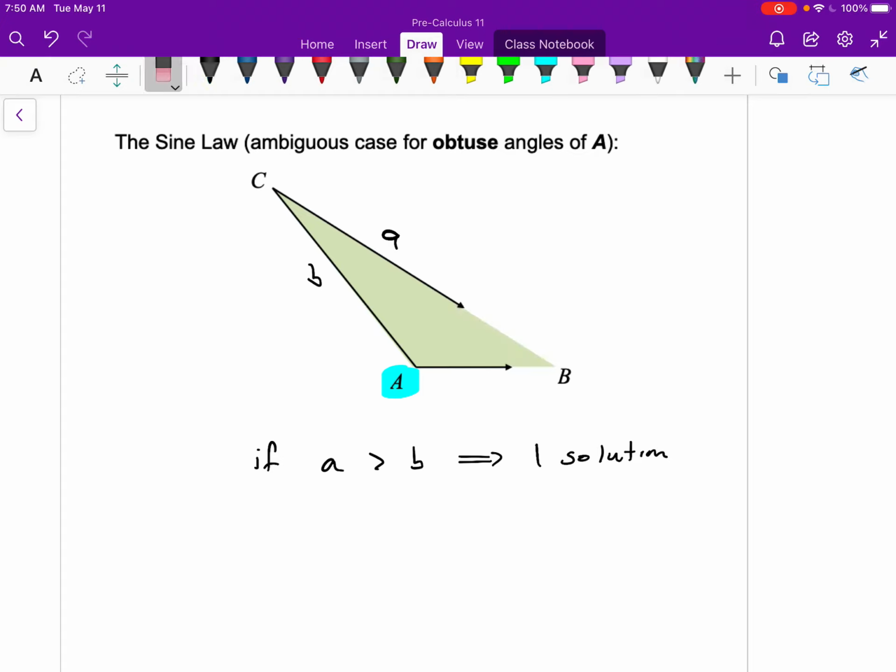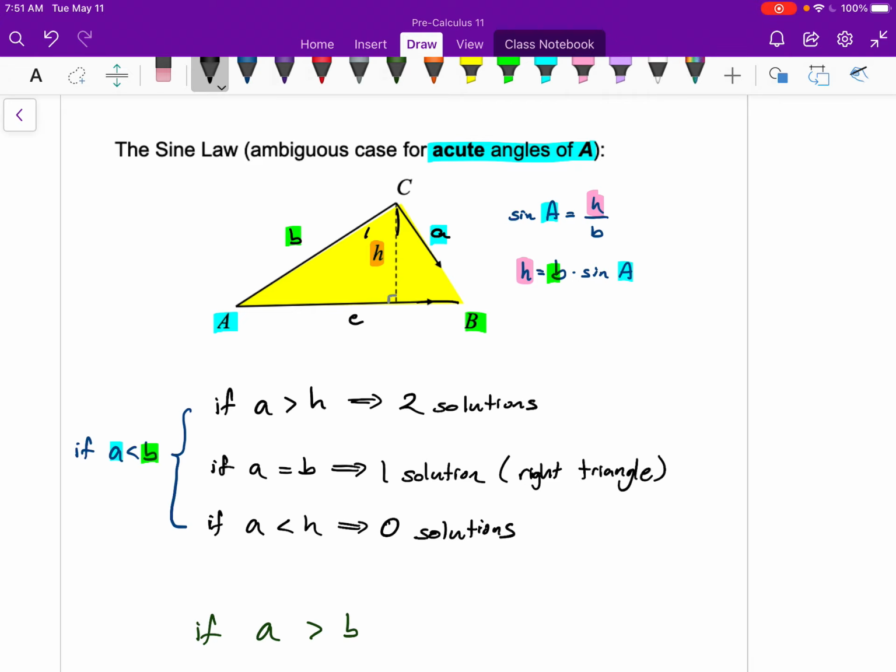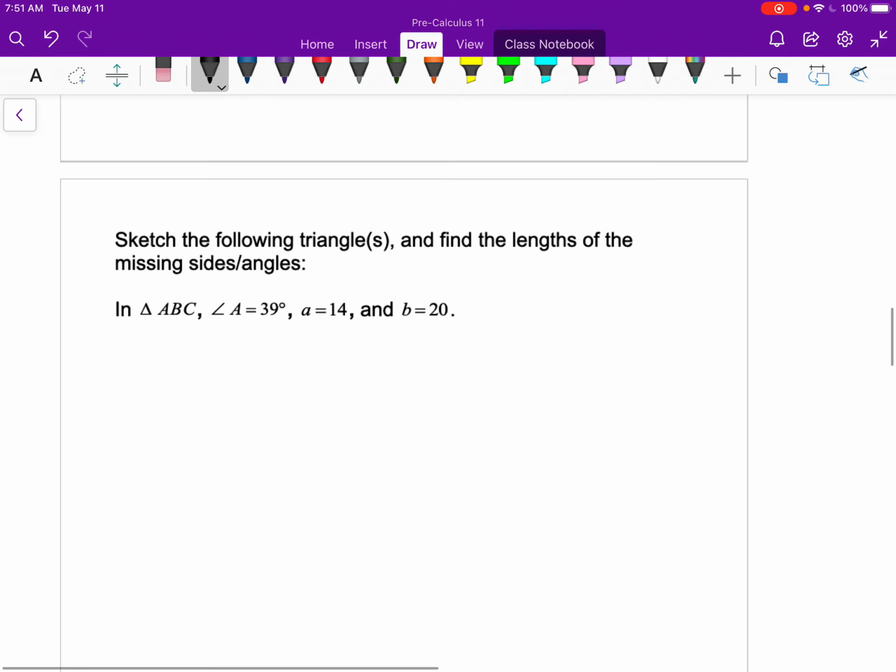If A is less than B, but we have an obtuse angle right here, it's not possible. Or if A is less than or equal to B, there's no solution. So again, this doesn't matter too much because it's either possible to make a triangle or not. What really matters is this scenario here. And so let's get straight to it.